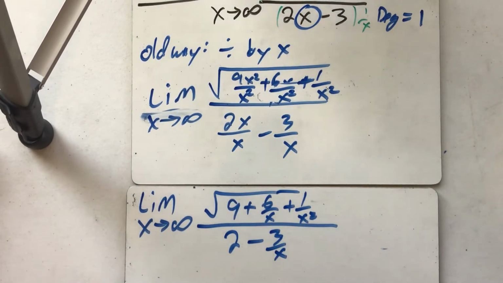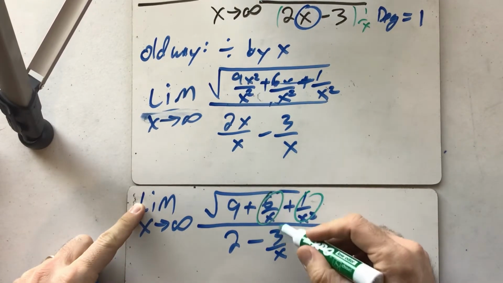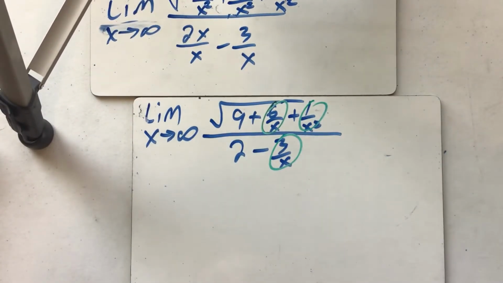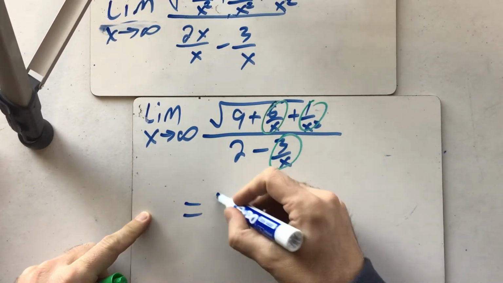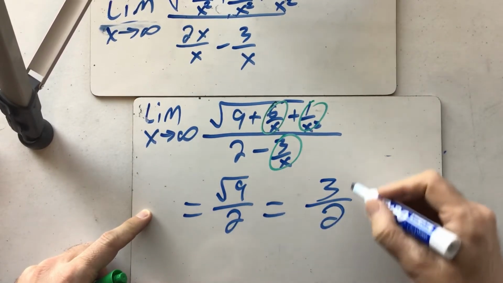And so we can use our exact same thinking we've had all along. This becomes a 0, this becomes a 0, and this becomes a 0. And so our answer becomes the square root of 9 divided by 2, or 3 over 2.